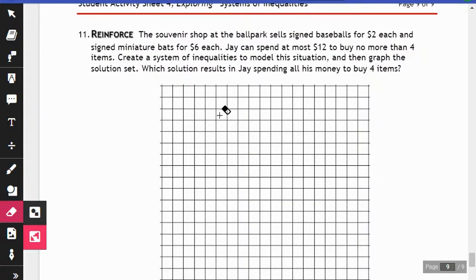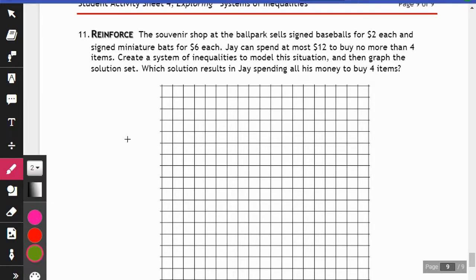Last one. Souvenir Ballpark sells baseballs for $2 each and signature bats for $6. Jay can spend $12. Okay, so $2 for a baseball, $6 for a bat. Jay spent $12. He bought no more than 4.